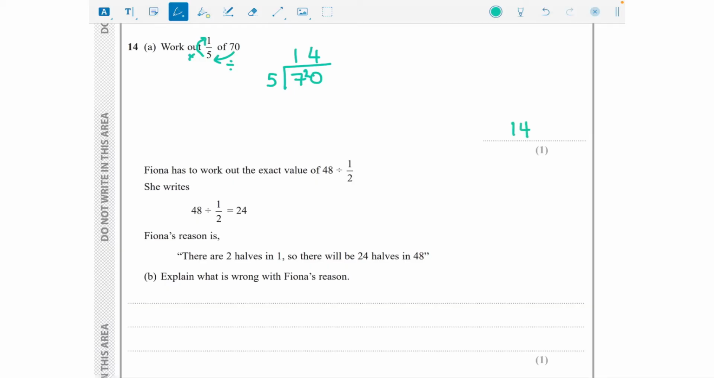For part B, Fiona has to work out the exact value of 48 divided by a half. She writes 48 divided by half is 24. Fiona's reason is there are 2 halves in 1, so there'll be 24 halves in 48. Explain what is wrong with Fiona's reason.